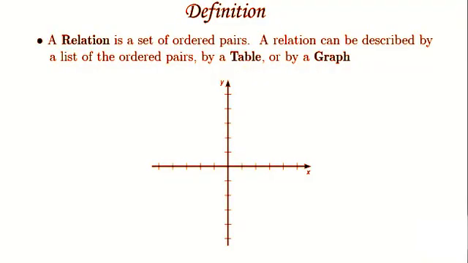First, to define relations. A relation is a set of ordered pairs, and a relation can be described in several ways. It can be described as a list of the ordered pairs, by a table, or as a graph. First, representing this as a table. An example would be two sets of numbers, which I'm going to call x and y.